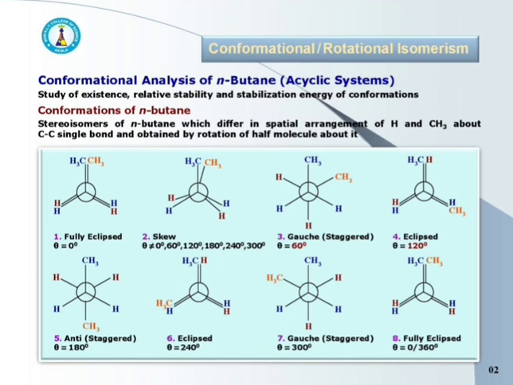Stereoisomers of n-butane which have different spatial arrangements of hydrogen atoms and CH3 groups, that is methyl groups, about the carbon-carbon single bond, and can be obtained by rotation of half of the molecule about that carbon-carbon single bond, are called conformations of n-butane.